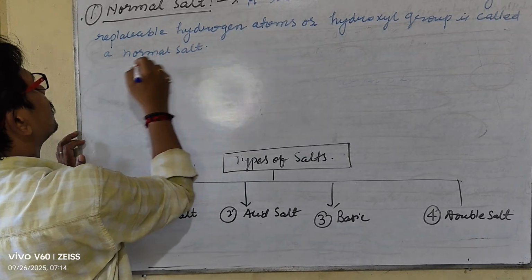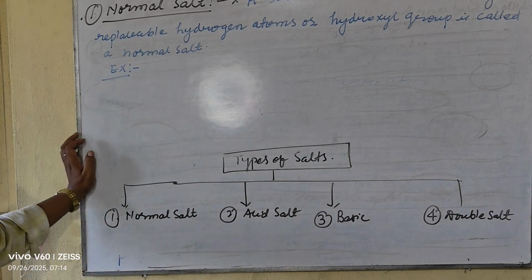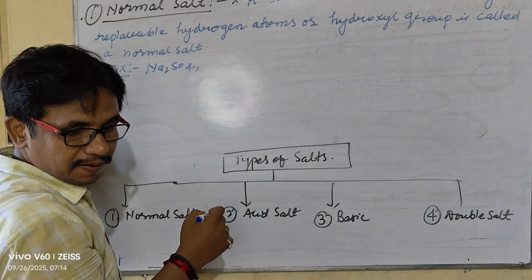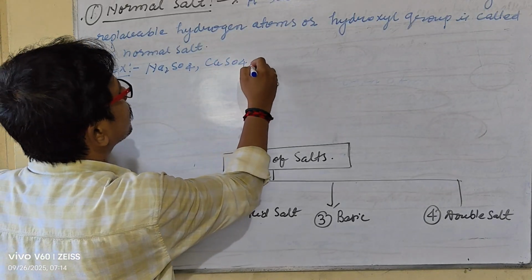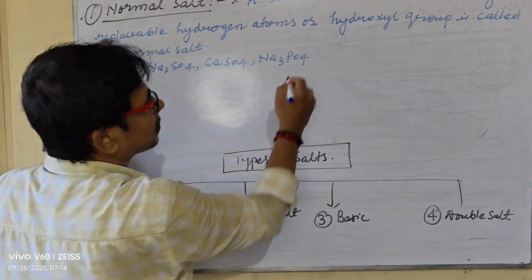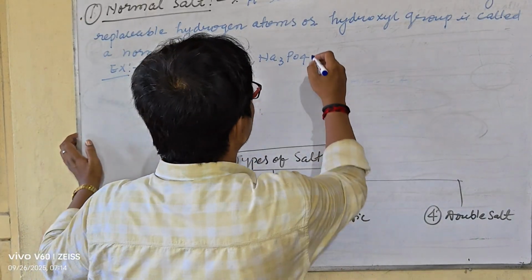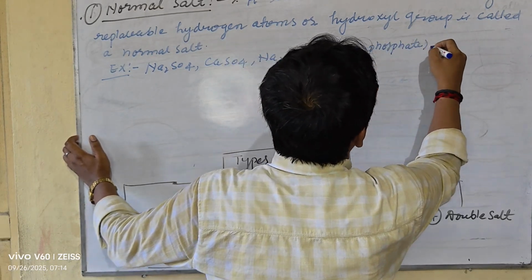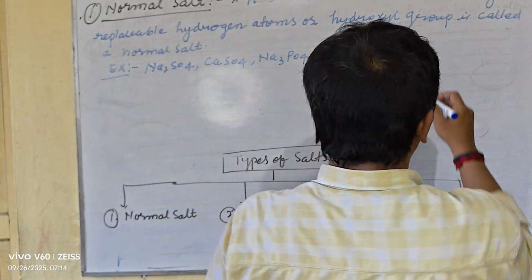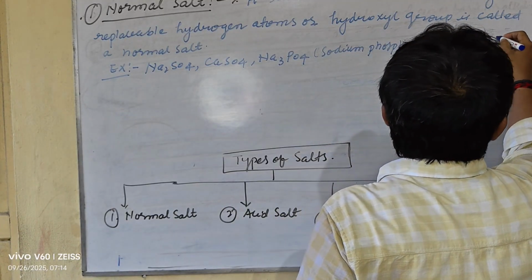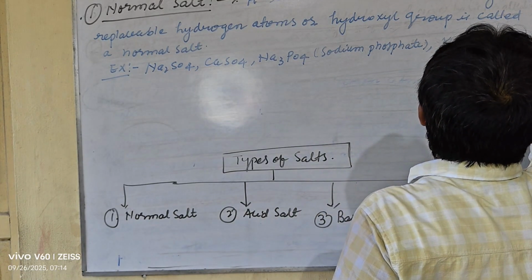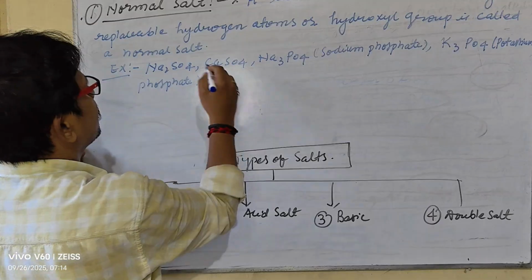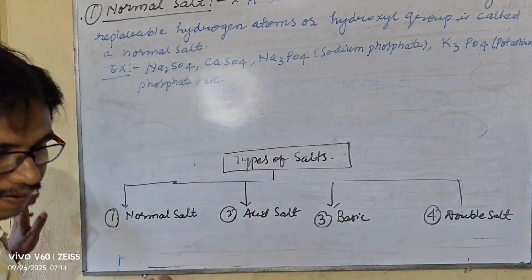The examples are Na2SO4, CaSO4, Na3PO4 (sodium phosphate), and K3PO4 (potassium phosphate), etc. The second one is acid salt.